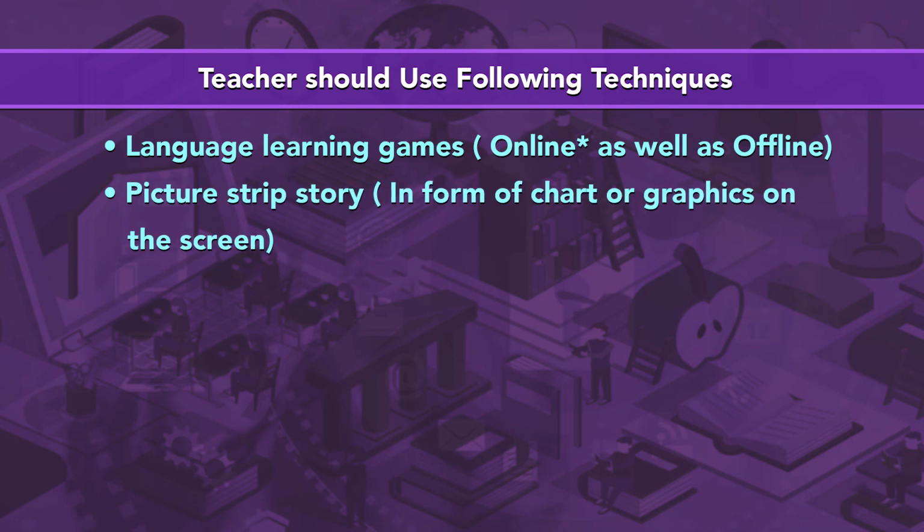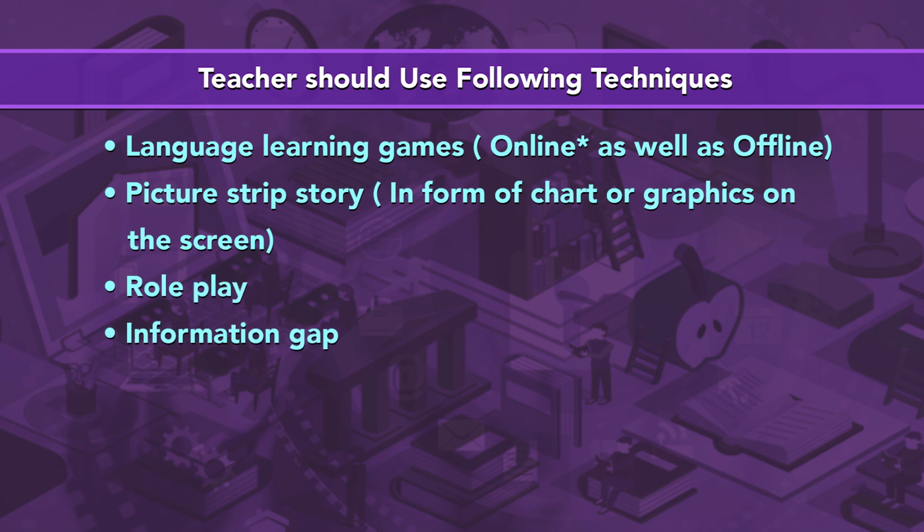Second method that teachers can apply under communicative language teaching is picture strip. That can be in the form of a chart, graphics or on the screen. Nowadays, many teachers are showing different kinds of pictures in the graphics and asking students to prepare a story. Third trend, that is role play.